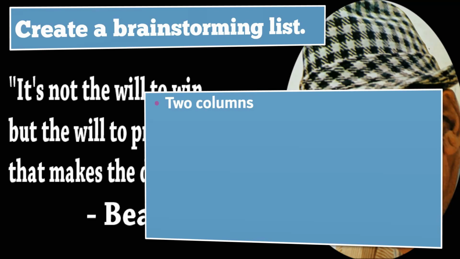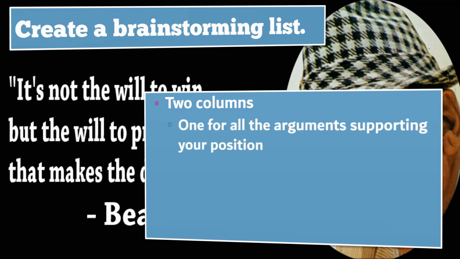Two columns on a sheet of paper, cut it in half, or put two columns on a version of Word, I don't really care. First column will be all the arguments you can possibly think of supporting your position. Go for it, and don't think about it too hard. Just get as many down as you possibly can. The whole point of brainstorming is to just let your brain start flying and spitting out stuff.